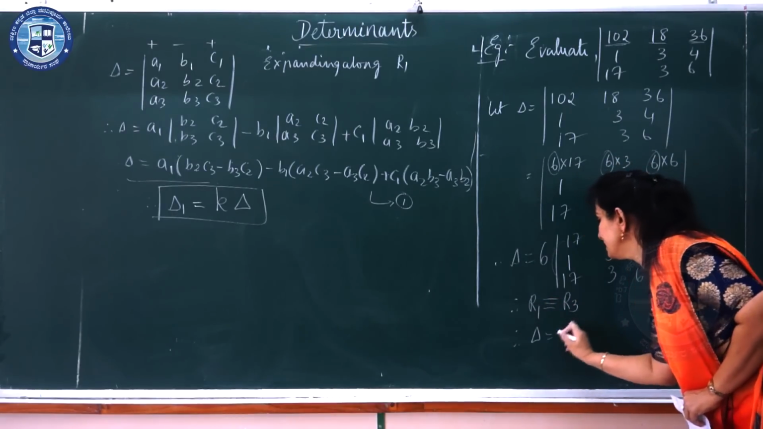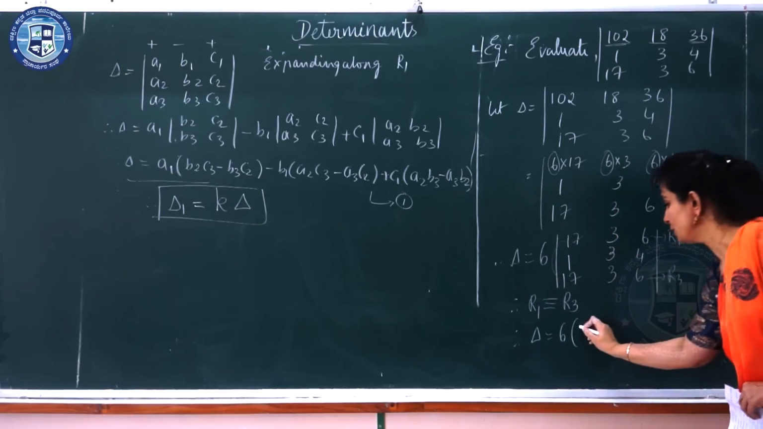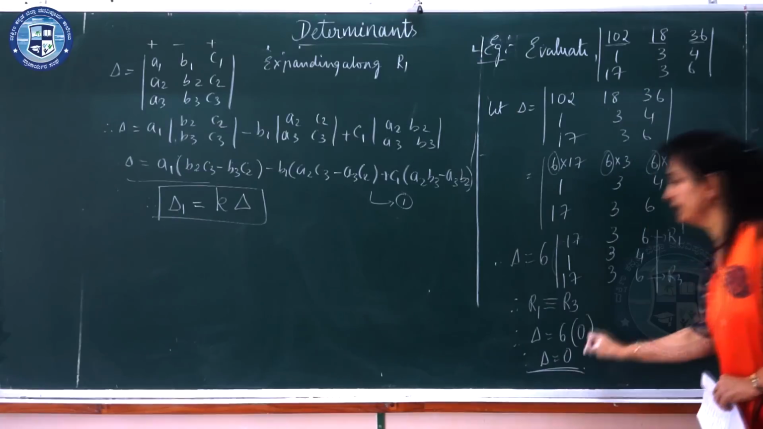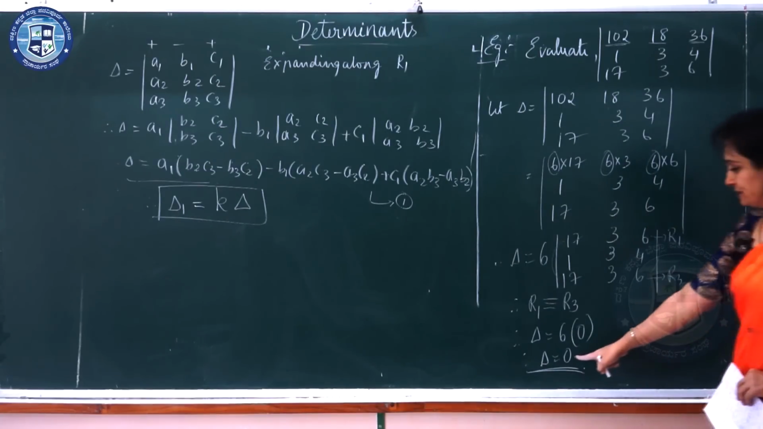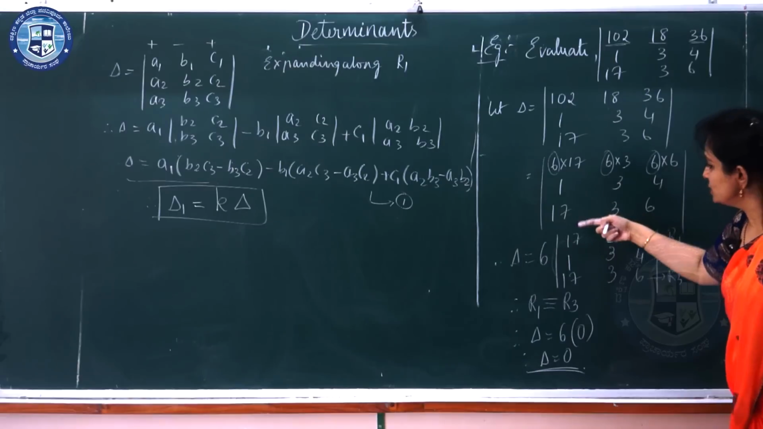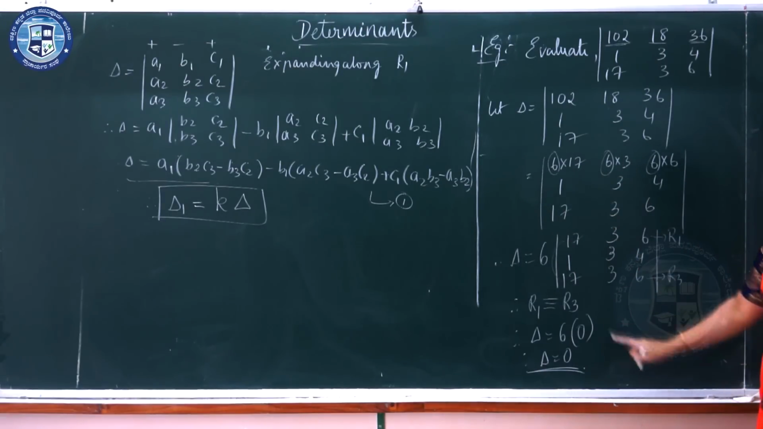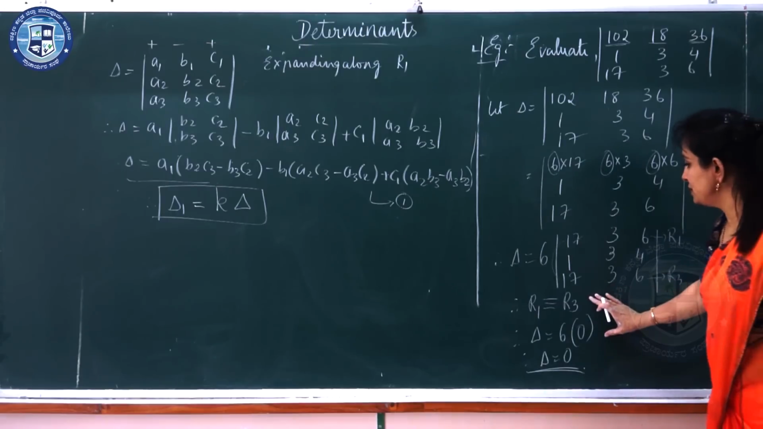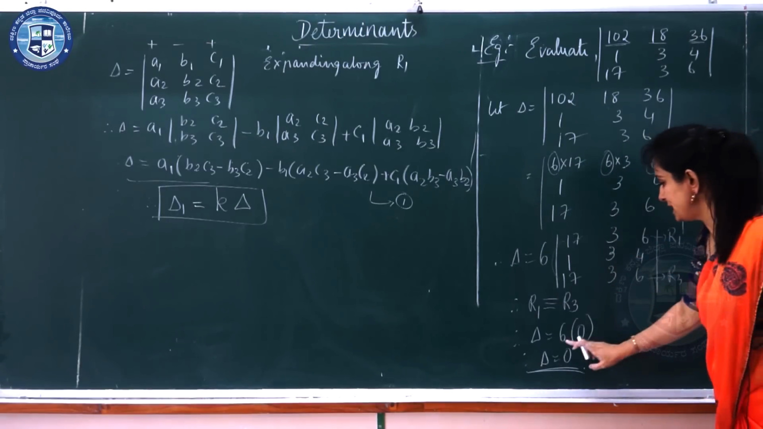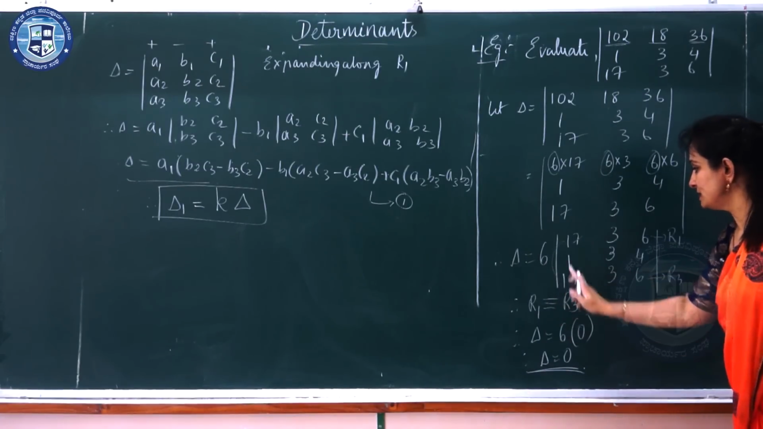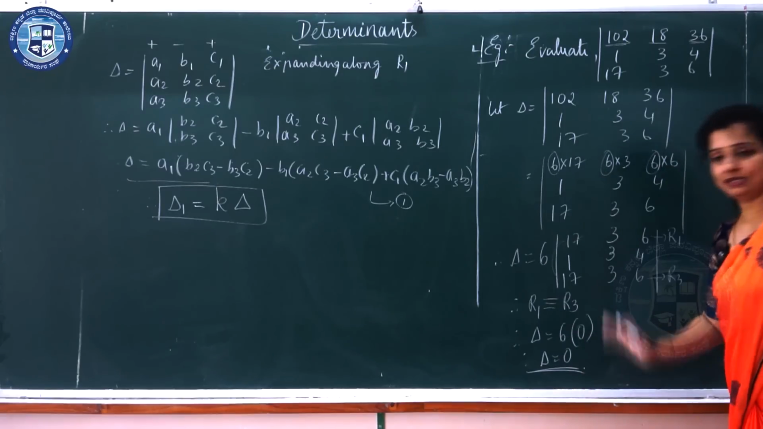Therefore, what is the value of delta? 6 times this, when you expand, you must get 0. So the value of delta is 0. The value of delta is 0 if any two rows or any two columns are identical. That is the property we have used to get the value of delta here. We did not expand this, isn't it? The first row and third row are identical, so its value is 0. 6 is taken out, 6 times 0. 6 times 0 is 0.